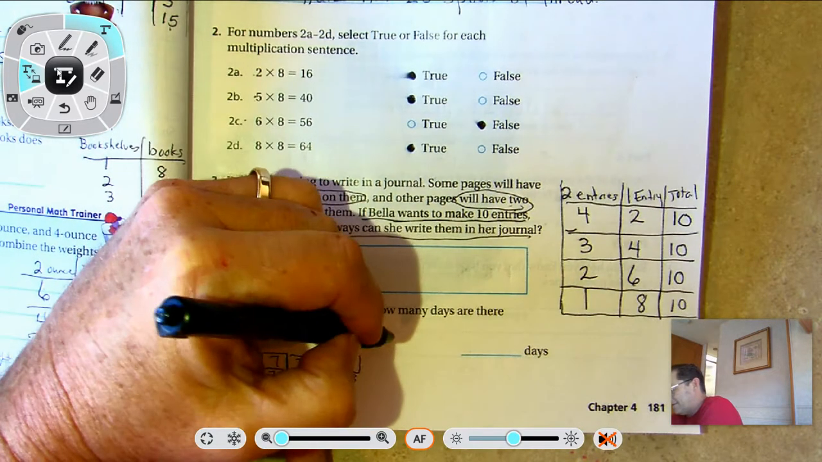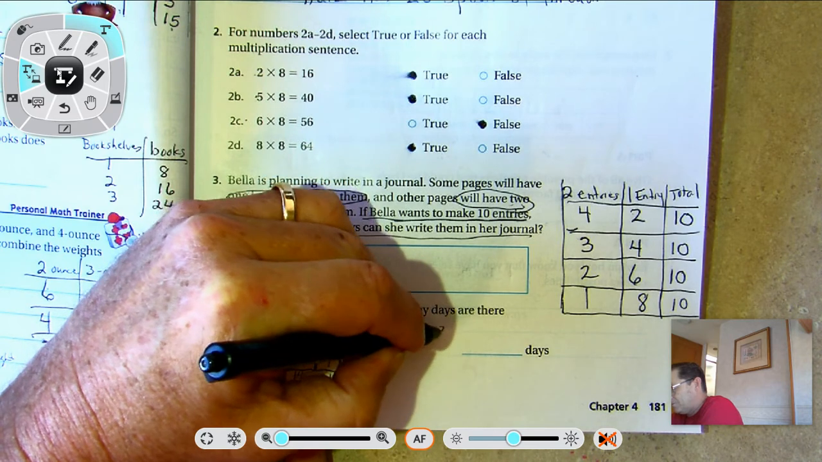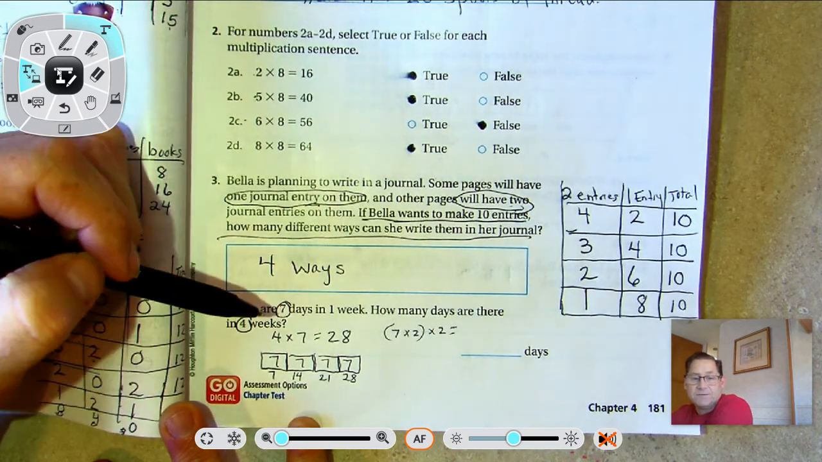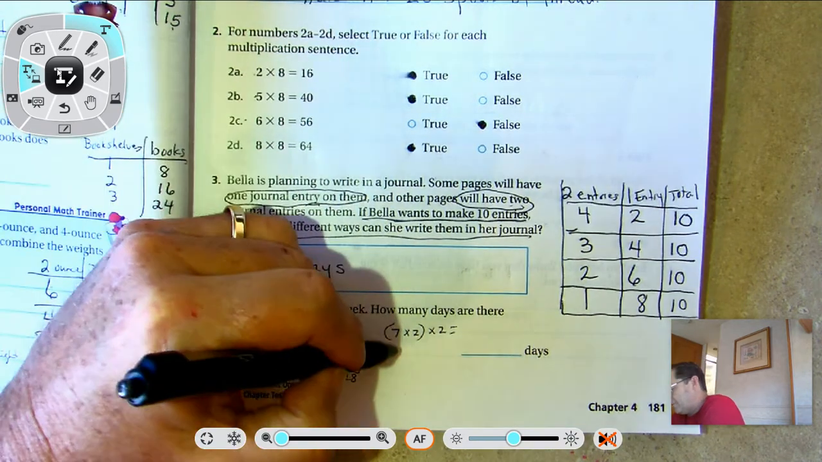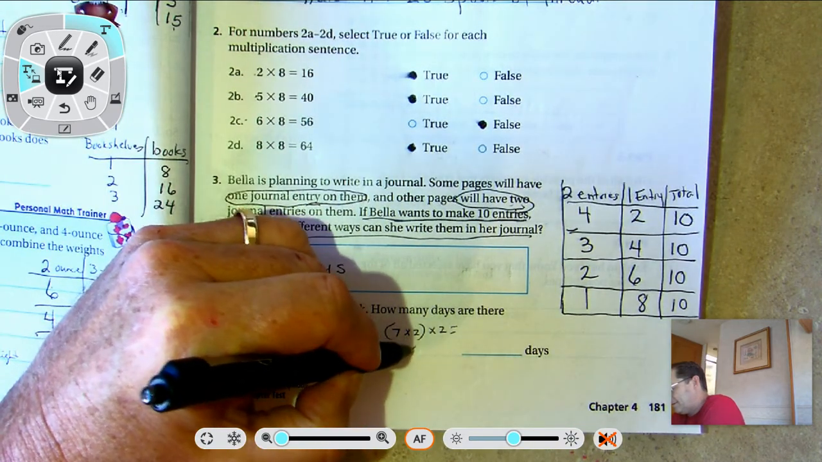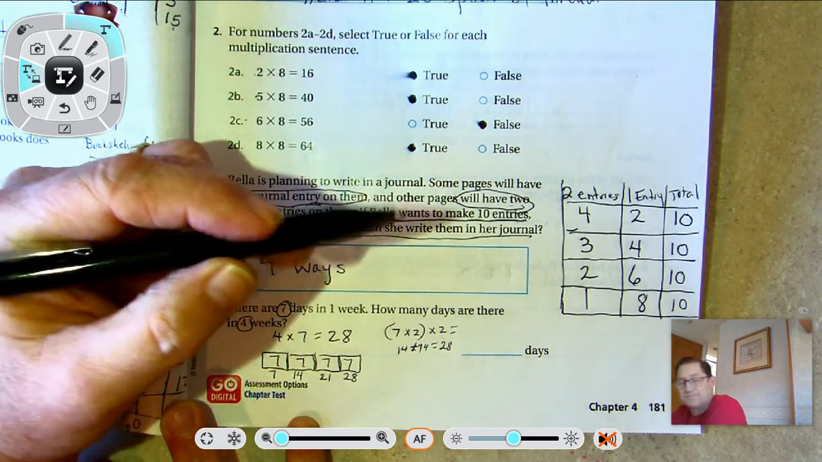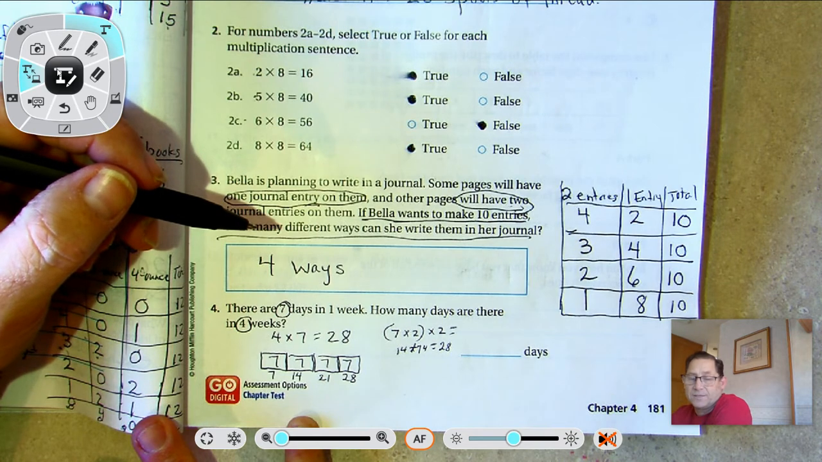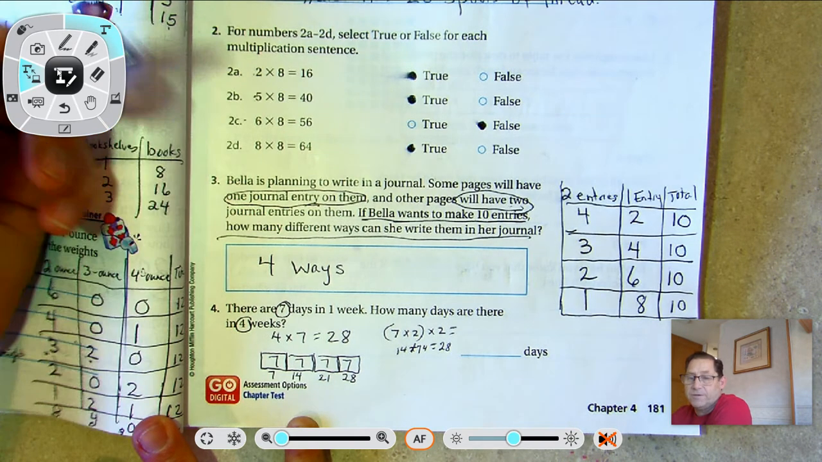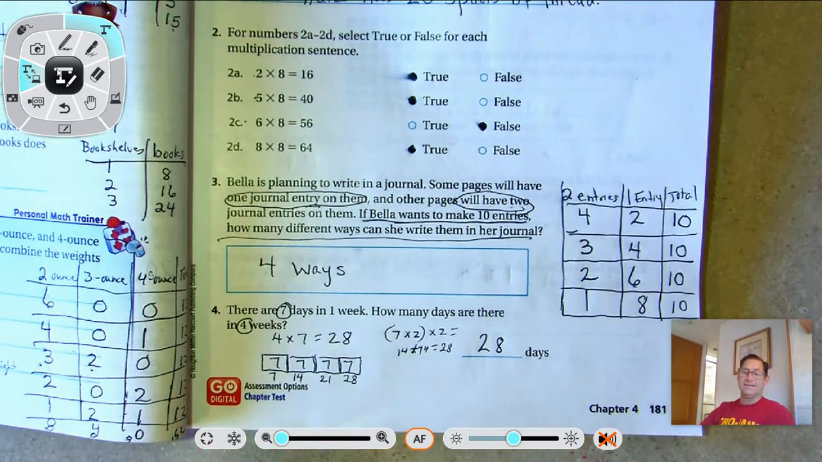I could do 7 times 2 times 2. In other words, 7 times 4 is the same as 7 times 2 doubled. 7 times 2 is 14. And 14 plus 14 is 28. Okay. I could do 4 times 3 plus 4 times 4. Use the distributive property. But anyway, 28 days.